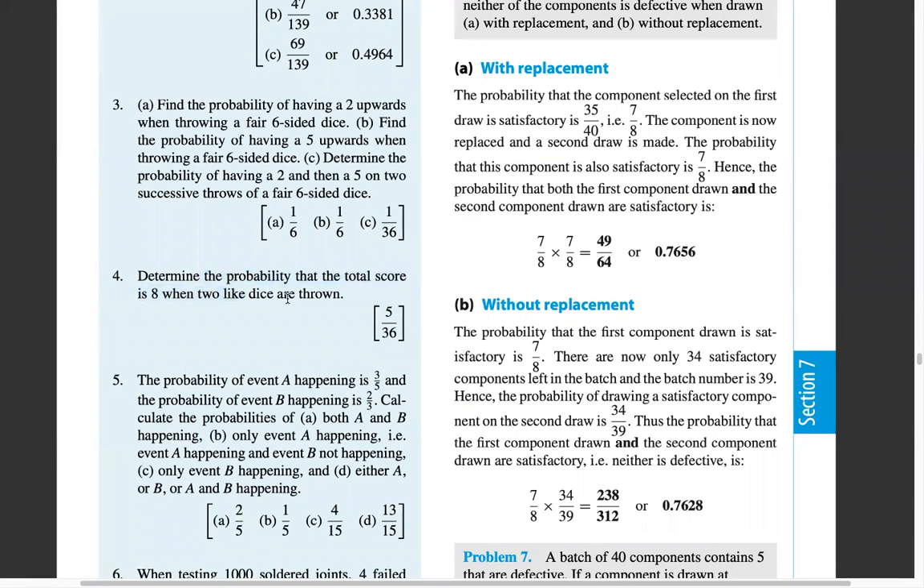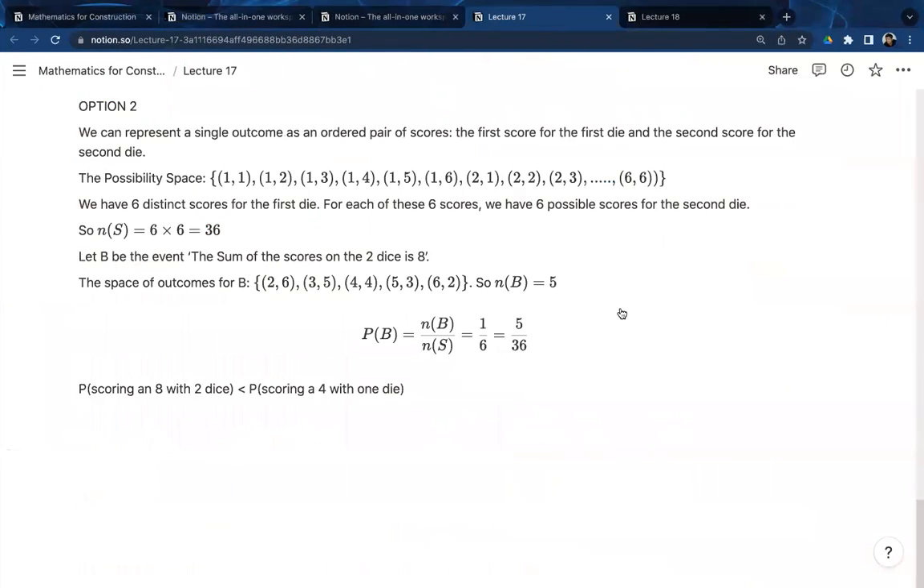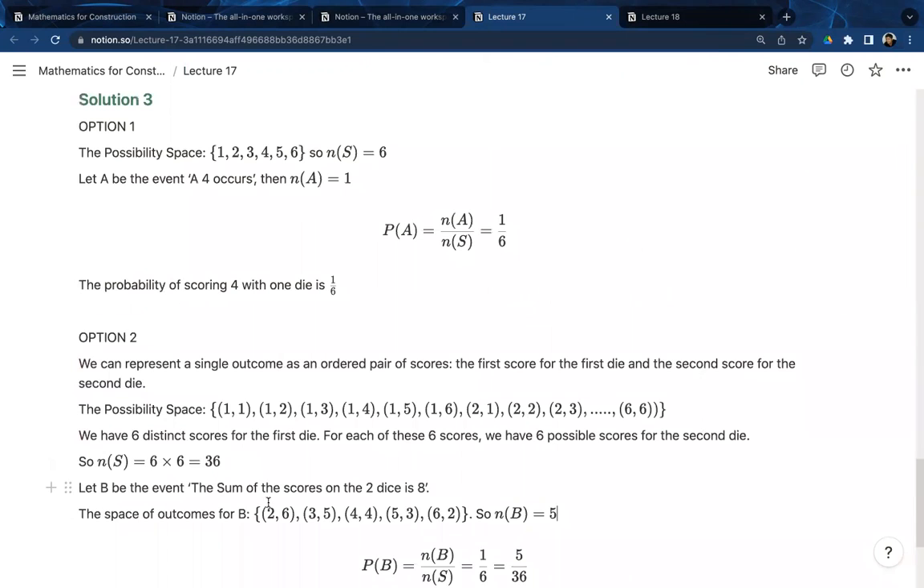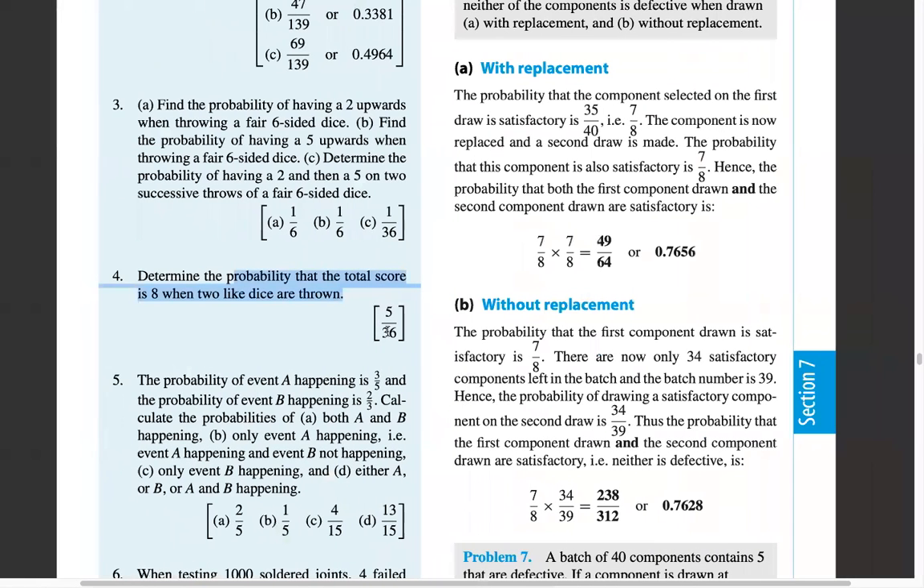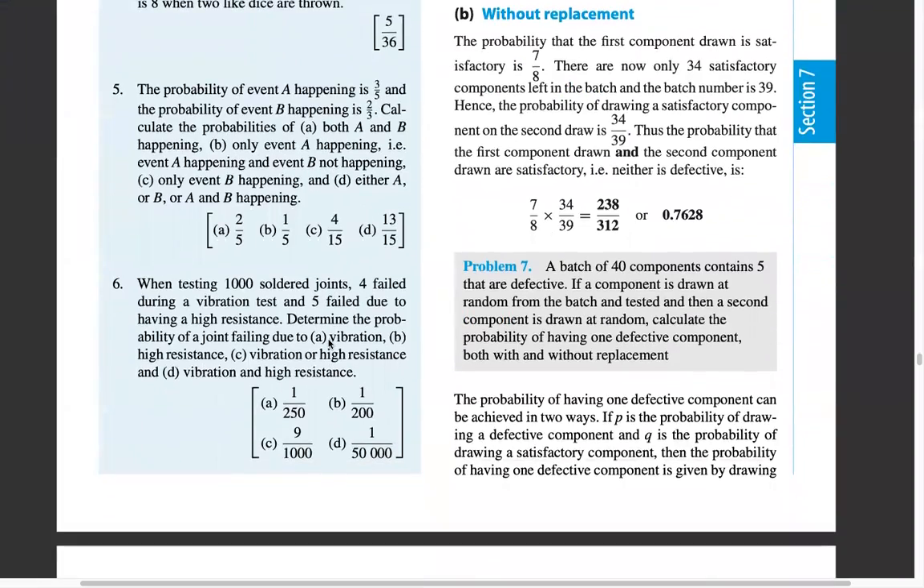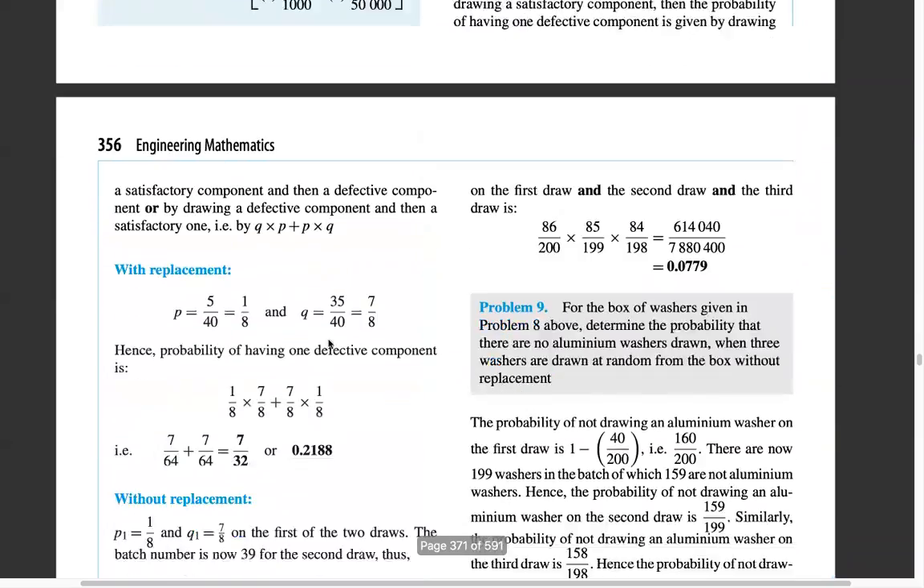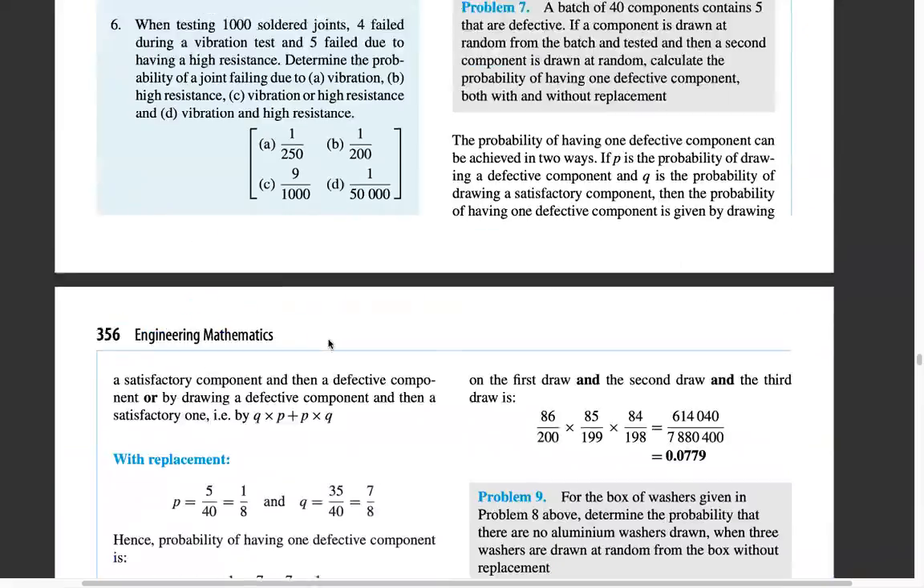We did this question last week. You throw 2 dice. What's the probability that your total score is 8, right? We saw how to do this last time. We didn't draw a diagram; we listed out the possibilities here. 5 possibilities out of 36, so that's why it's 5 over 36. You can try to do some questions here and then do further work on probability with replacement and without replacement, right?